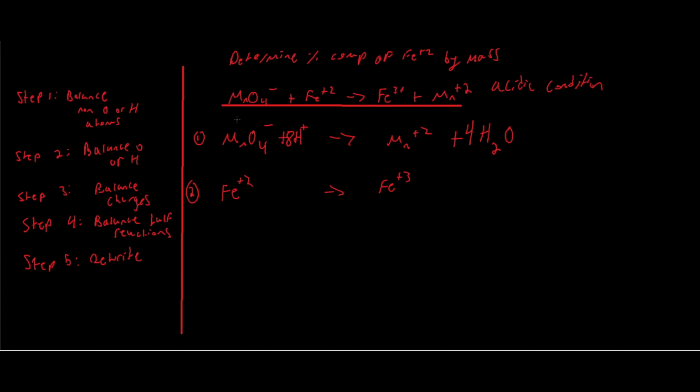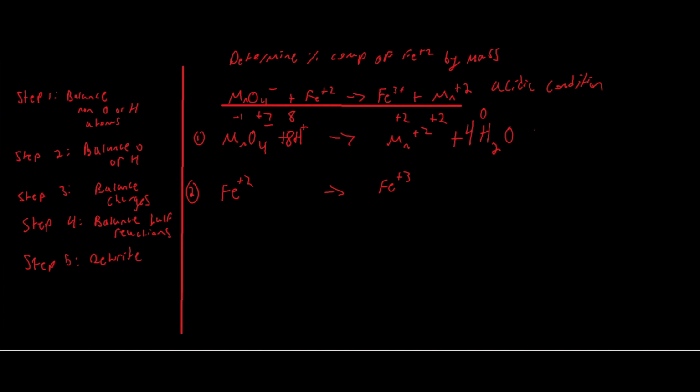We can see that there's a charge on the MnO4, which is -1, and on the hydrogens on the left side it is 8. There are 8 single charged hydrogens, and when you add these together, this comes out to a total of a +7 charge on the left side. On the right side, we can see that the manganese has a charge of +2, and water does not have a charge, it's 0. So when you add these, this comes out to a +2 charge on the right side of this half reaction. The way to balance this is we need to add electrons.